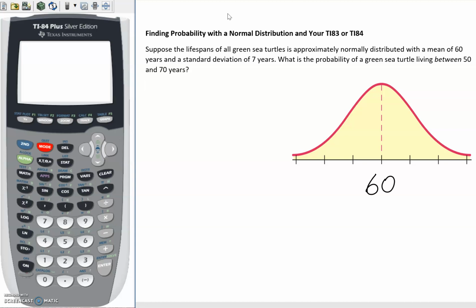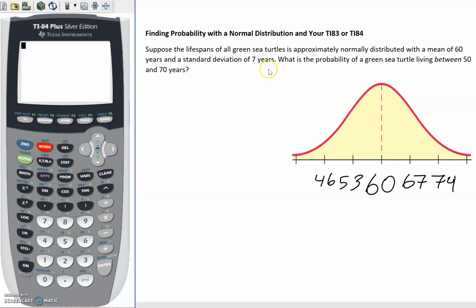So we can go down 7 and up 7 for each one of those hash marks. That's just counting out standard deviations. So 53 if we go down, 67 if we go up. Right, we can keep going back, so we can say 46, keep going up, 74. I'm not too worried about filling this out too much because we already have basically the span that we need.